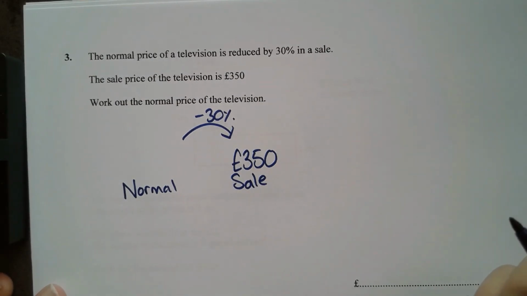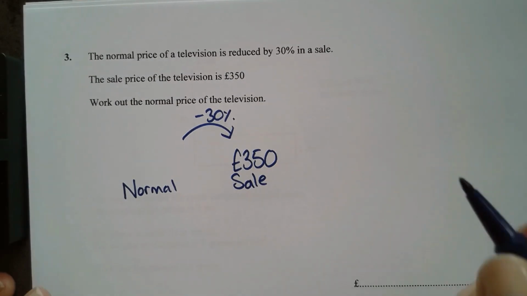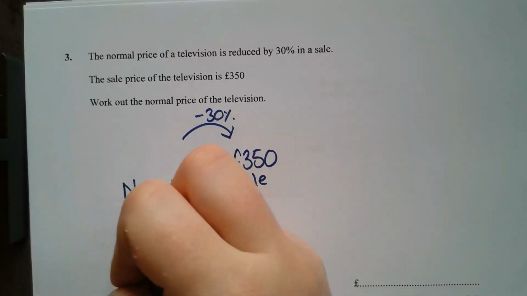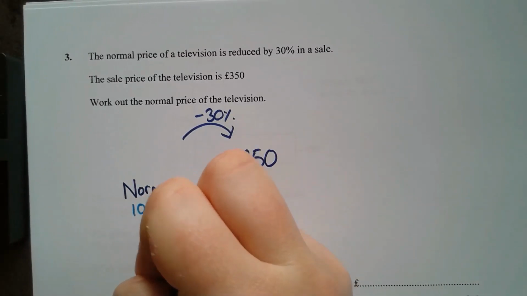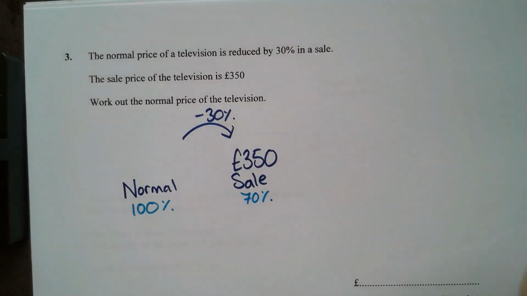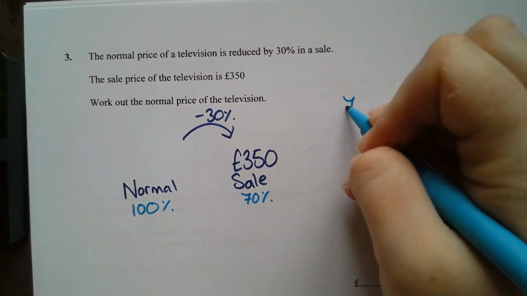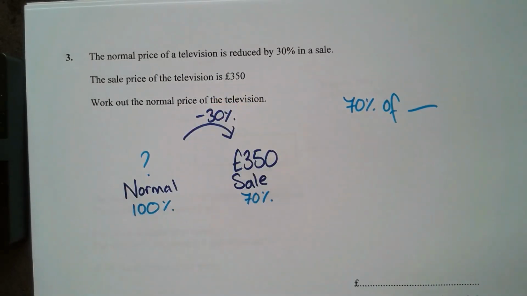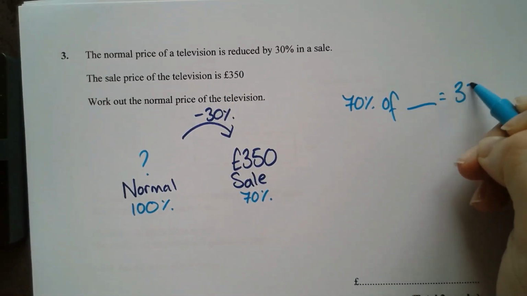You're probably likely to have wanted to use some decimals here, but I don't want us to do that because this is a non-calculator paper. So I'm going to start thinking in the same way, that this is 100% and this therefore would be 70% with 30 taken off. That means that 70% of this thing I don't know, the normal price, is going to be £350.